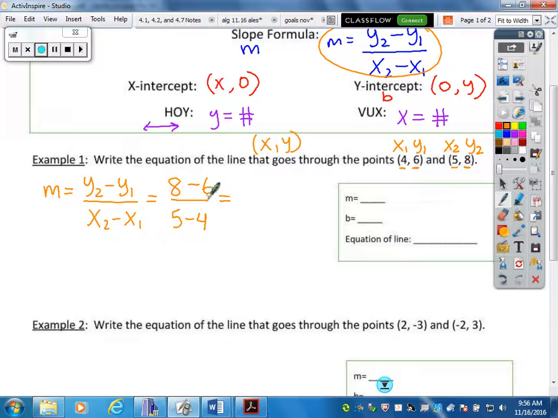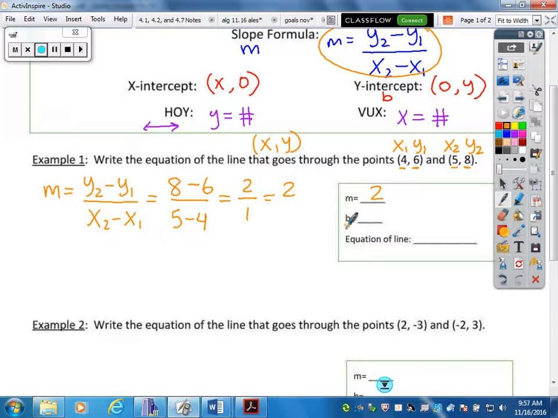That equals, well, going across the top here, 8 minus 6 is 2. 5 minus 4 is 1. So the slope is 2 over 1, or just 2. Great. Now we need the y-intercept.